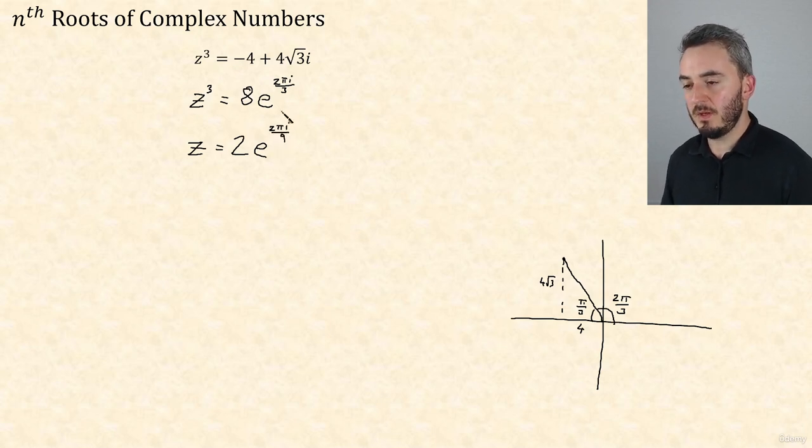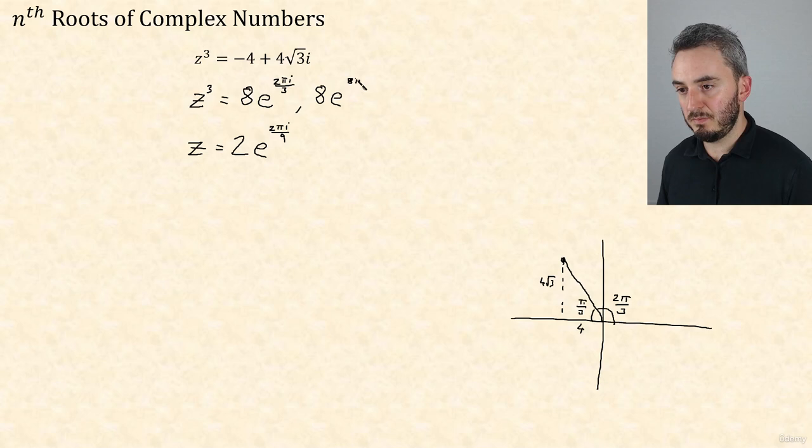Where are the others? Well, are there any complex numbers which are the same as this? Well, there are. If you take this complex number here and then you loop all the way around, adding 2 pi to the argument, you get back to where you started. So if I add 2 pi to the argument there, what do I get? I get 8e, and then 2 pi over 3 plus 2 pi is 8 pi i over 3. And if I add 2 pi again, I get 8e to the 14 pi i over 3.